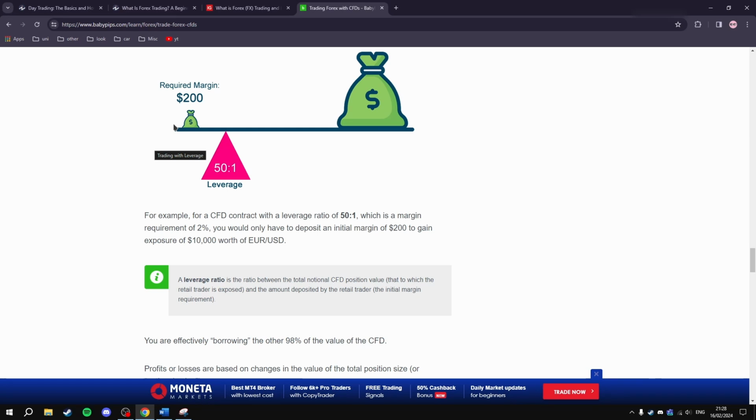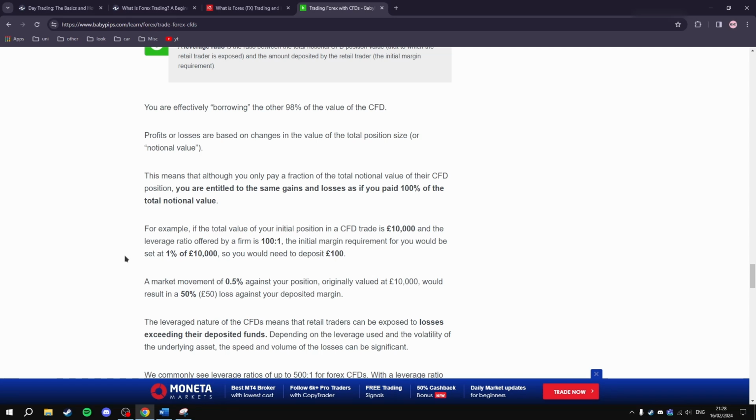A leverage ratio is a ratio between the total notional CFD position value, that to which the retail trader is exposed, and the amount deposited by the retail trader, the initial margin requirements. You are effectively borrowing the other 98% of the value of the CFD. Profits or losses are based on the changes in the value of the total position size or notional value. This means that although you only pay a fraction of the total notional value of the CFD position, you are entitled to the same gains and losses as if you paid 100% of the total notional value.